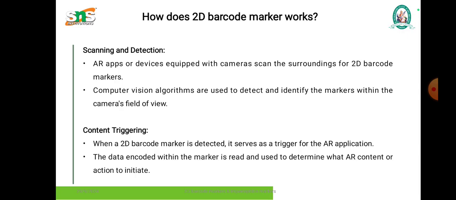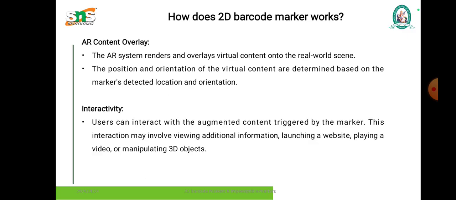And the next step is content triggering. When a 2D barcode marker is detected, it serves as a trigger for the AR application. Then the data encoded within the marker is read and used to determine what AR content or actions to initiate.